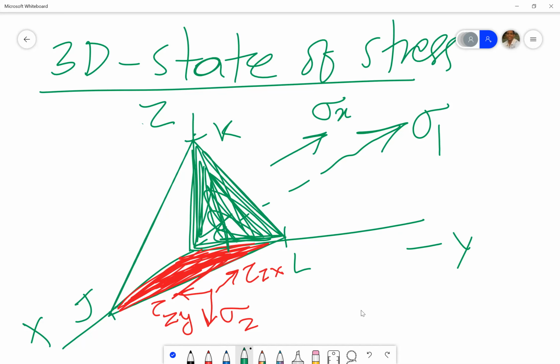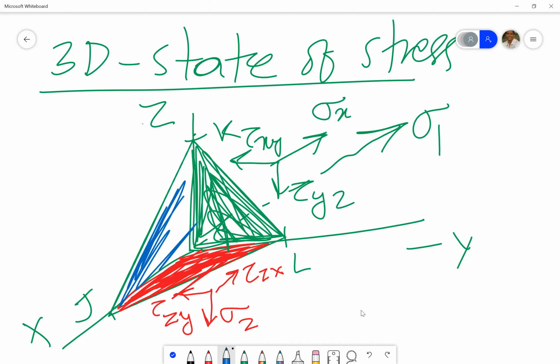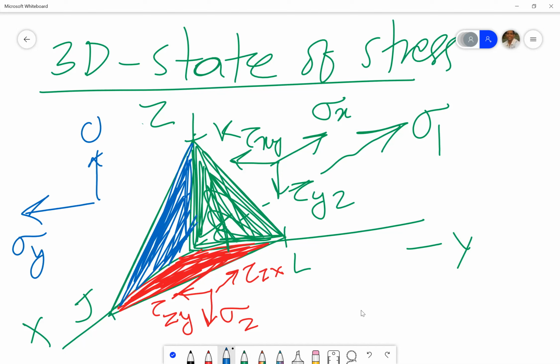If there is a direct stress, then there will also be two shear stress values. This is tau xy, and this is tau yz. Similarly, now it is the y plane. Here the stress is sigma y, the direct stress sigma y. Then this is tau yz, sorry, just remove this.